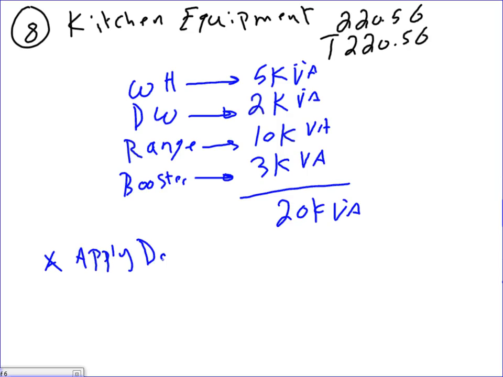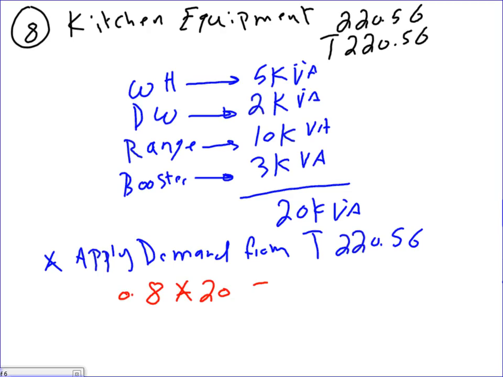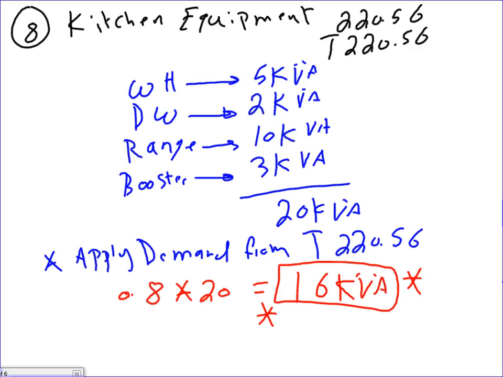Then apply demand from Table 220.56. How many of them do I have? I have 4. What's the demand factor for 4 pieces of equipment? 80%. So you take 0.8 times 20, and that gives me 16 kVA. This is the number that I'm going to carry. Anything that has a star, I'm going to carry all the way down.